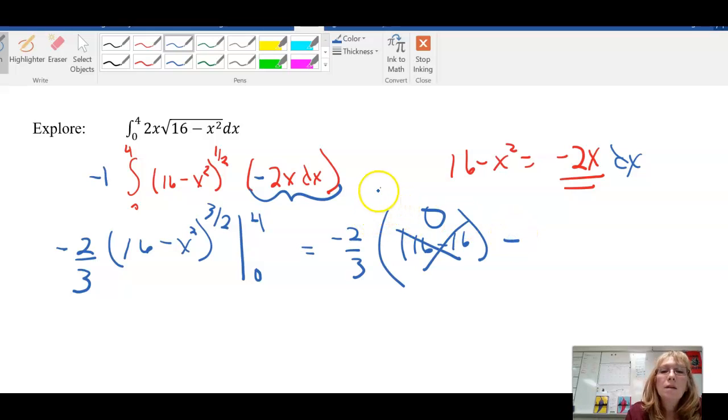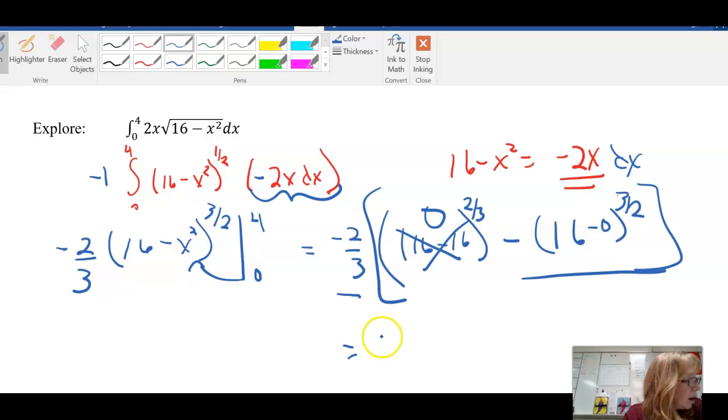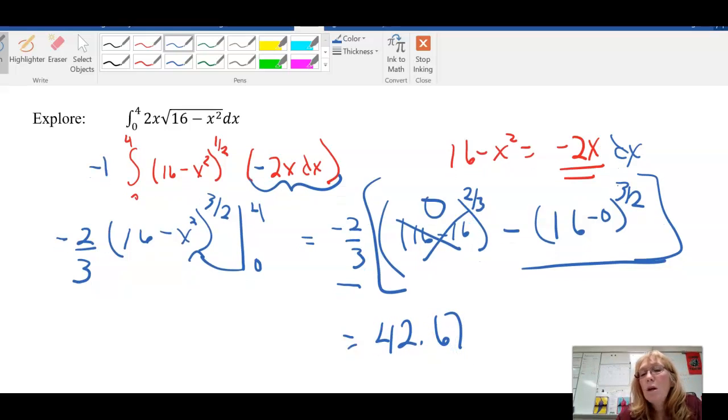Minus. Now we're going to plug in 0. So the 0 goes in here. So it's 16 minus 0, all to the 3/2 power. I should have written that one over there too. All right, so 16 to, oh my word, 3/2 power. I am so sorry, children. 3/2 power. All right, type that all into your calculator, so you take a negative 2/3 times negative 16 to the 3/2 power, and you should get 42.67. I hope you did a great job.